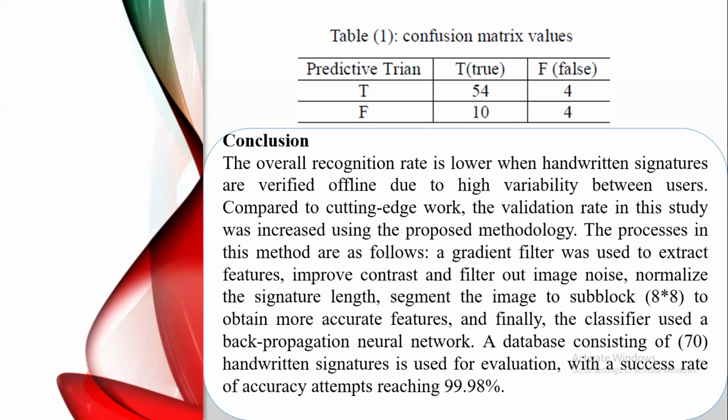A gradient filter was used to extract features, improve contrast, and filter out image noise. The signature length was normalized, and the image was segmented into 8 by 8 subblocks to obtain more accurate features. Finally, the classifier used was a backpropagation neural network. A database consisting of 700 signatures was used for evaluation.